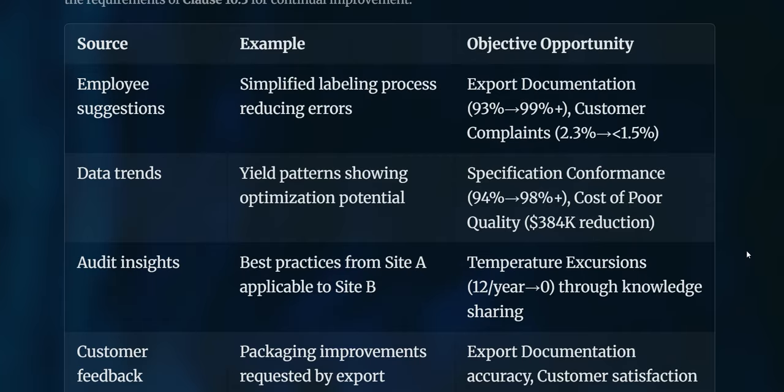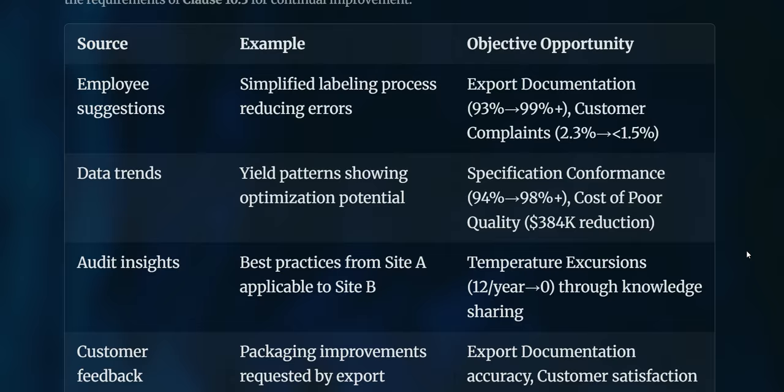Let's look at the sources. Employee suggestions, for example, simplified label processing to reduce errors. Objective opportunity here is export documentation error, which we are targeting to improve the accuracy to 99%, and also customer complaints reduction from 2.3 to under 1.5%.